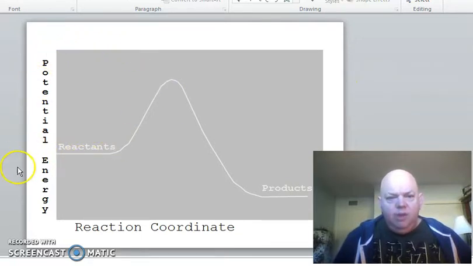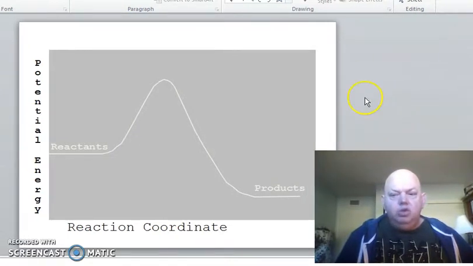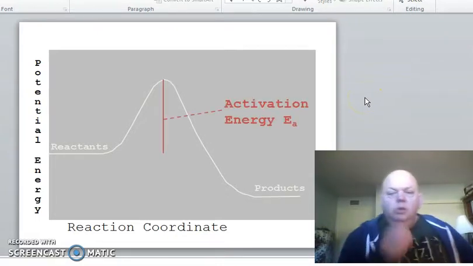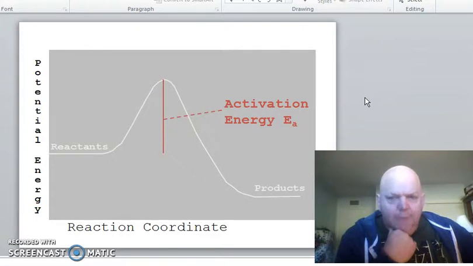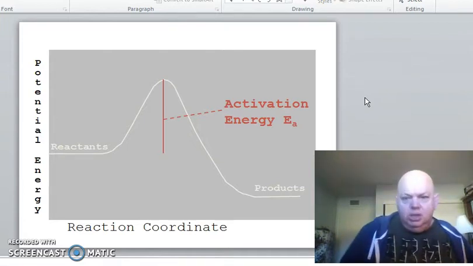In this graph here, we have potential energy, we have reactants here, and we have products, and the reaction coordinate. You could look upon that as time goes on. Okay, that would be pretty much the idea. So with that, we look at something called the activation energy. Now, the activation energy is the energy needed to get that reaction going to completion.